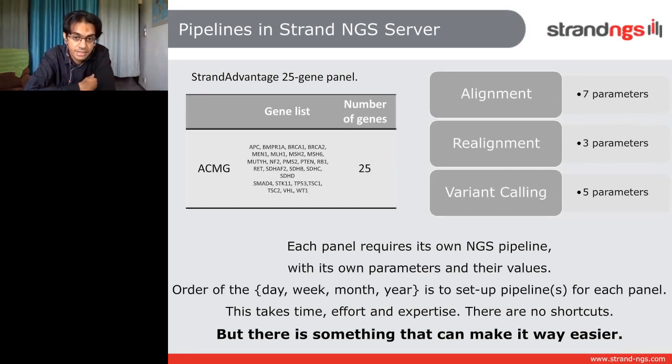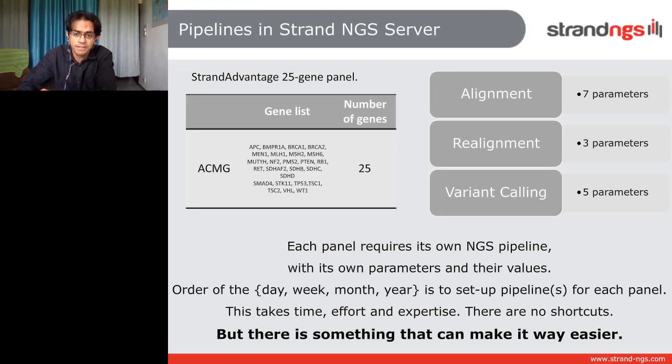It has alignment, it has realignment, it has variant calling, it has a bunch of other stuff too. This is just the basics. And you have a duplicate removal, you could have base quality recalibration, you could have variant quality recalibration. It goes on and on, right? So there is something that can make this process very easy.